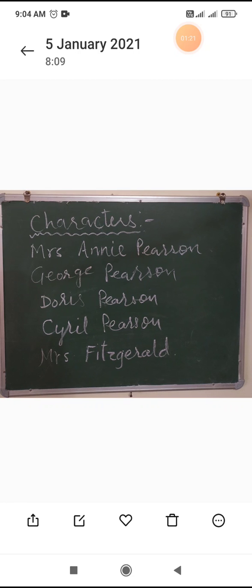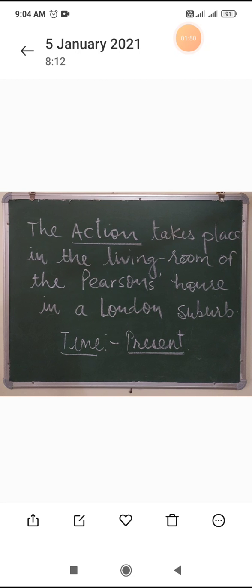So let's talk about the characters introduced in this play. Mrs. Annie Pearson, the most important character, and George Pearson, her husband, Doris Pearson and Cyril Pearson, her daughter and son, and Mrs. Fitzgerald. Mrs. Fitzgerald is a neighbor to Annie Pearson, and she plays a pivotal role in this play. The action of the story takes place in the living room of the Pearsons' house in a London suburb, and the time is present. A suburb is an area not located in the heart of the city, but lying somewhere in the outskirts of a city.